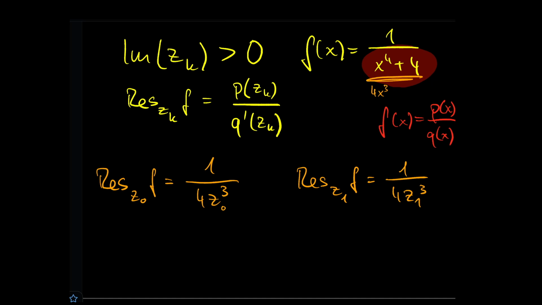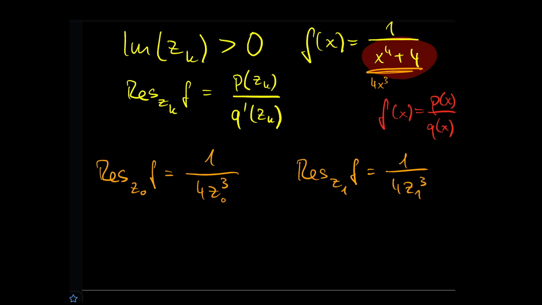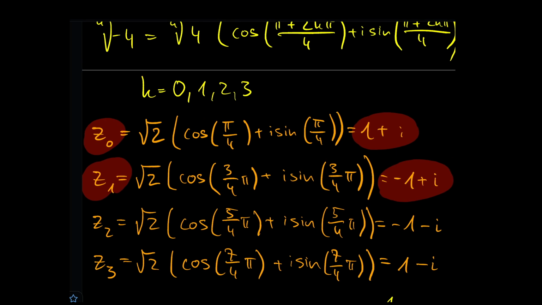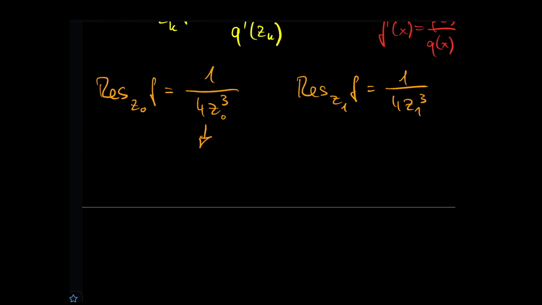Now we have to calculate those residues. So this is a little bit of an exercise in how to handle complex numbers. So this is quite easy. So first of all, we plug in z0, which is, let's look here, 1 plus i. So let's plug the 1 plus i in. So let's do it in 2 columns. So we have this, we have 1 divided by 4 times, and then we plug in 1 plus i to the power of 3. All right, let's keep on going.